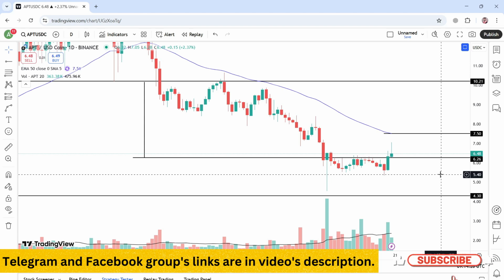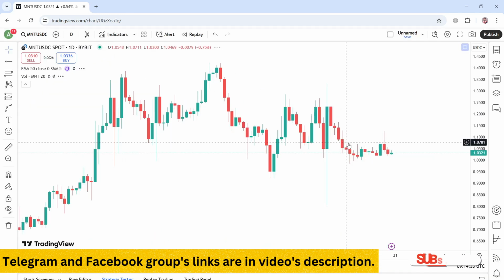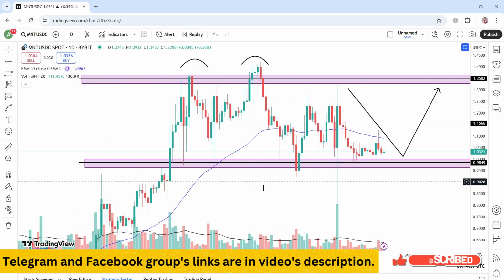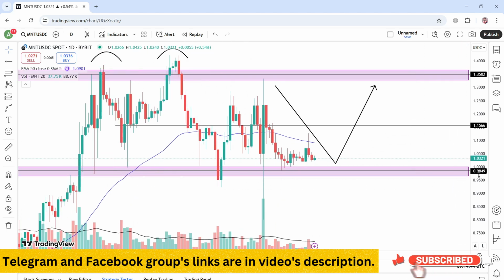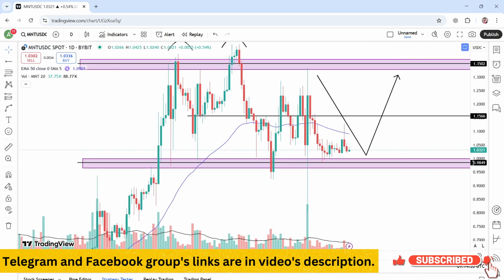The next coin is MNT. If we discuss the MNT against the USDC on a 1 day time frame, currently it is consolidating, and the support of this consolidation zone is at 0.9849, and the resistance of this consolidation is at 1.3502. And currently its prices are at 1.0321, very close to the support level.